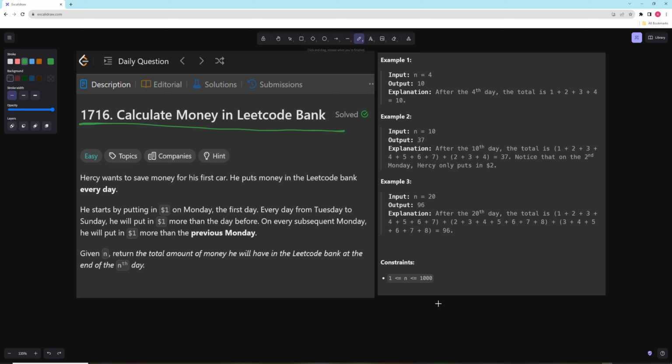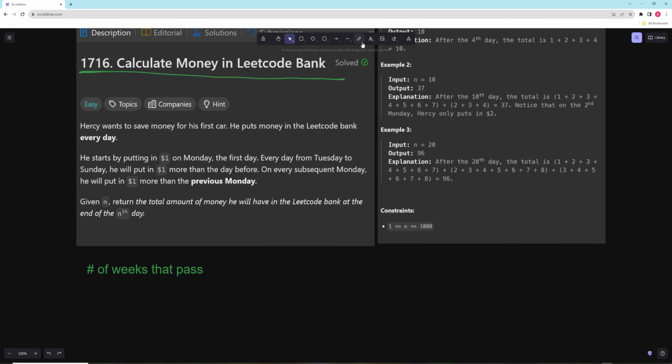So there's a few things that we need to get the O(1) solution. And the first thing is the number of weeks that pass, like full weeks. So the number of full weeks that pass. Let's look at maybe this third example. The number of full weeks that pass if n equals 20 is just going to be 2, right?